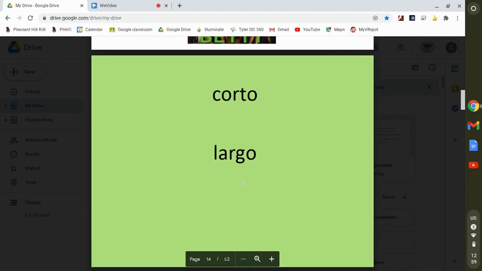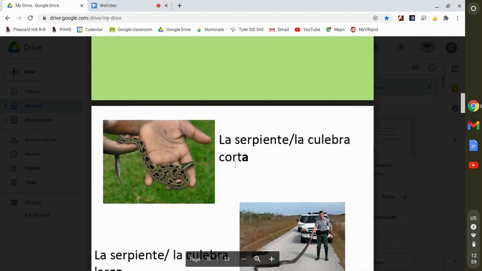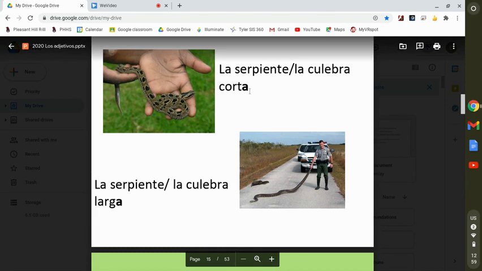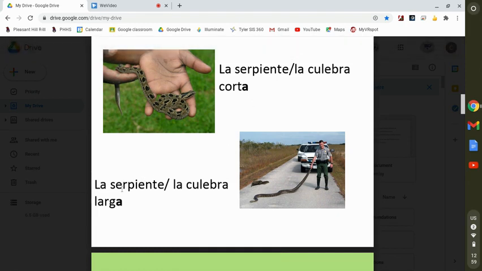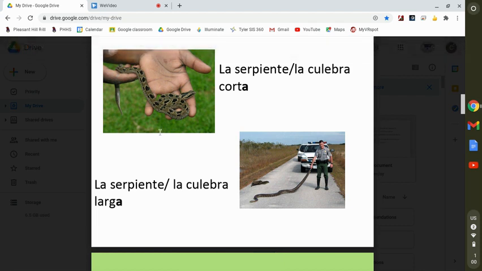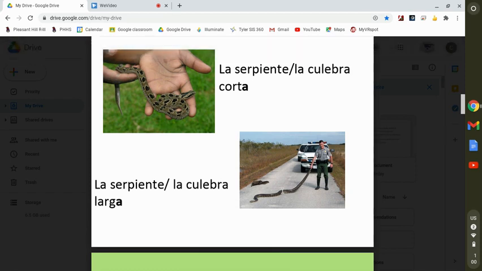Our next two words, corto and largo. Here are your pictures. La serpiente corta, the short snake, or you could say la culebra corta. And the next one is la serpiente or la culebra larga, which is long. So this is short in length. Short in height is bajo. This is short in length. And larga is long.